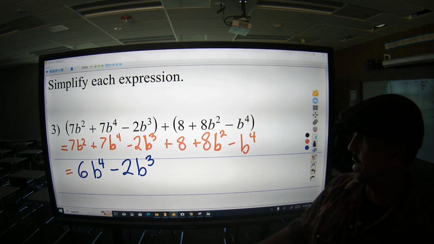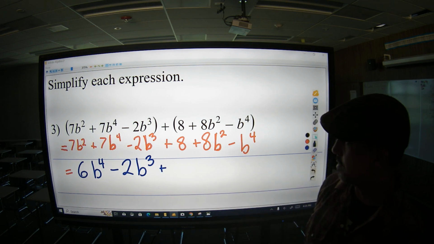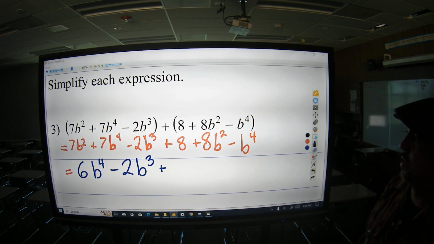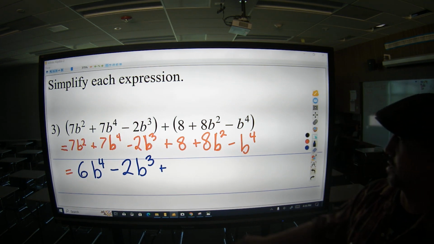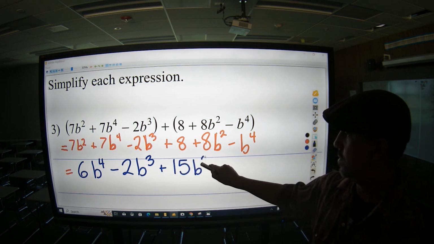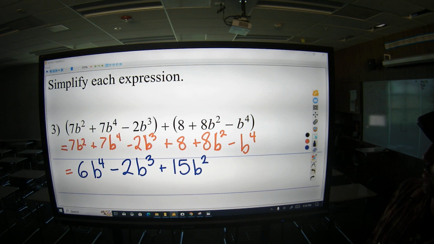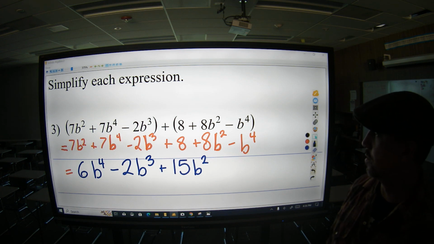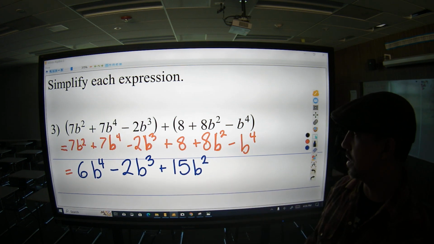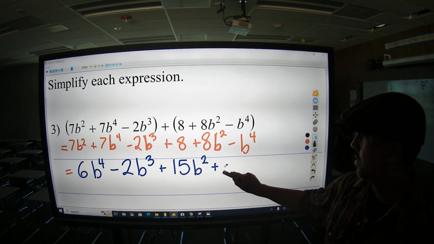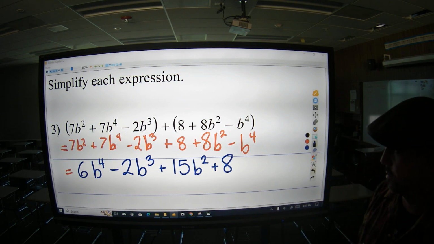So in this case, I can add up those coefficients, and the coefficients are, of course, the numbers in front of the variables that indicate that we're multiplying. So 7 plus 8 gives me 15, so I should have 15b squared. And last, we would look for linear terms, and in this case, I don't see any linear terms, right? So in that case, we don't write them. And now we see our constant term is positive 8. Again, I don't see any other constant terms, so that cannot be combined with anything else. So it stays just like that, okay?